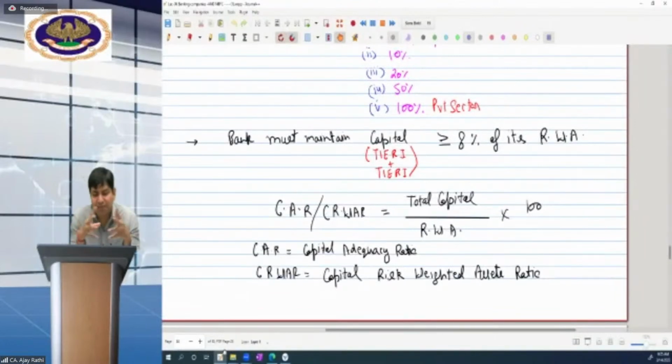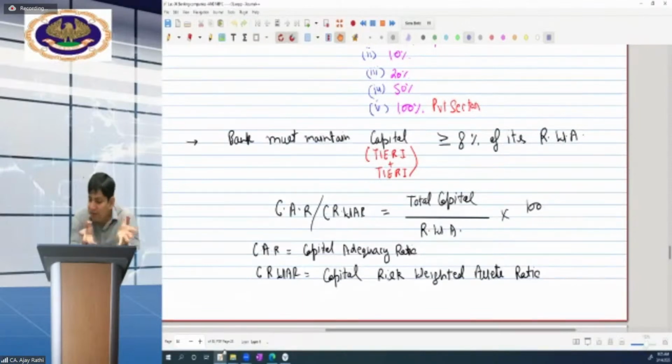Nowadays it is 9%. At that time it was framed with 8%. And what was the formula? Total capital divided by risk weighted assets multiplied by 100. So it was decided that it must be at least 8%. The formula you already know.